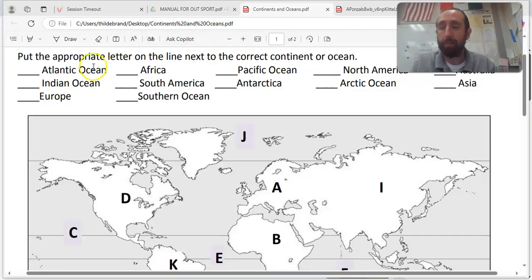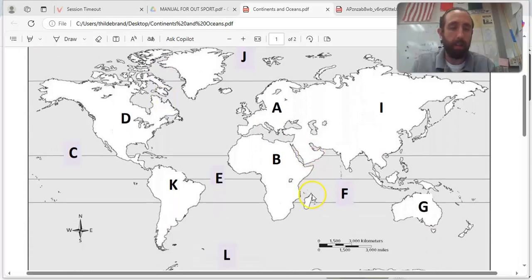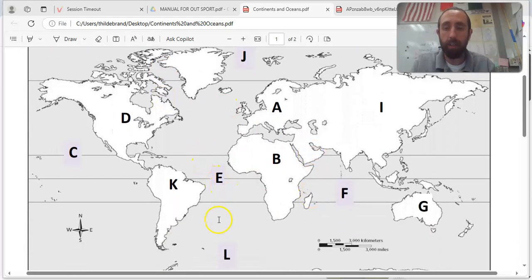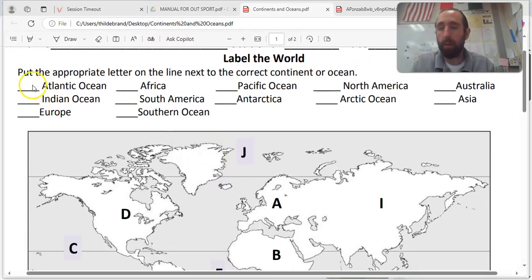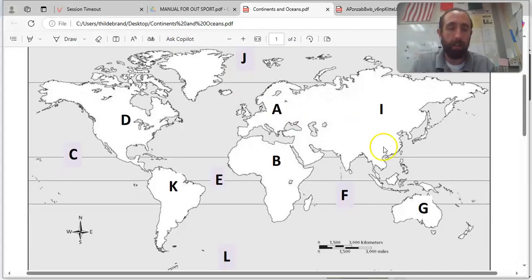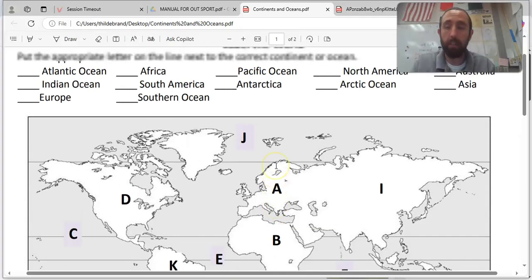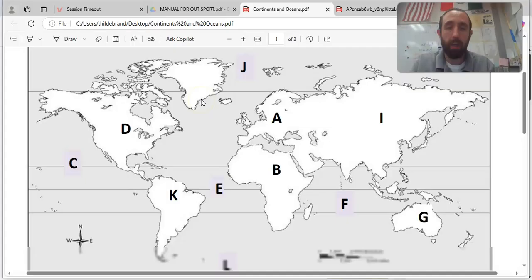So for example, you're trying to find the Atlantic Ocean. I look on this map. I know the Atlantic Ocean's here. Perfect. I see E right in the middle. I would go up here and type an E. Okay. Or if I wanted to find Africa, well, I look at all my continents. I know Africa is here in the middle. That's B. So I would put B next to Africa.